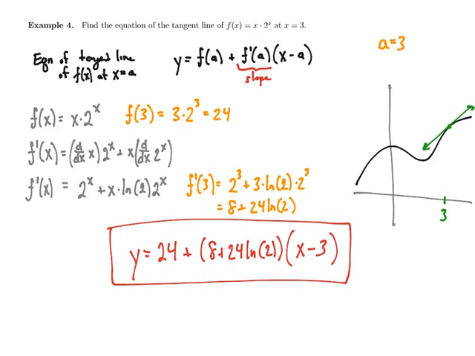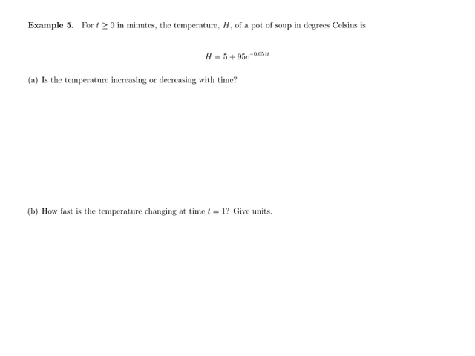One last example in this section, more of a word problem kind of example. Let's say that for t minutes, t greater than or equal to 0, the temperature H of a pot of soup in degrees Celsius is given by the formula h equals 5 plus 95e to the negative 0.054 t. We're going to answer some questions about what this function's doing. So first one is, is the temperature increasing or decreasing with time?